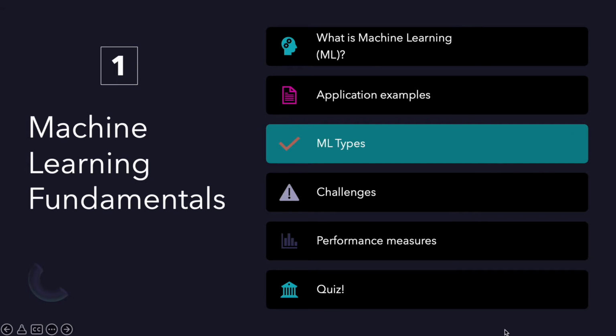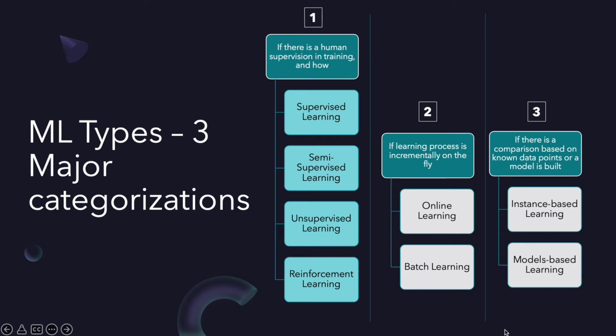Actually, there are three major categorizations in machine learning types. Each categorization has its own criteria. For example, if we try to categorize machine learning types based on human supervision status in training, then we can say that there are four machine learning types: supervised learning, semi-supervised learning, unsupervised learning, and reinforcement learning.